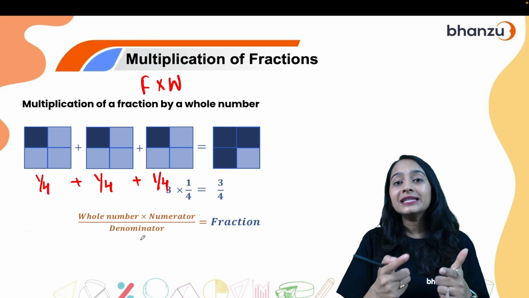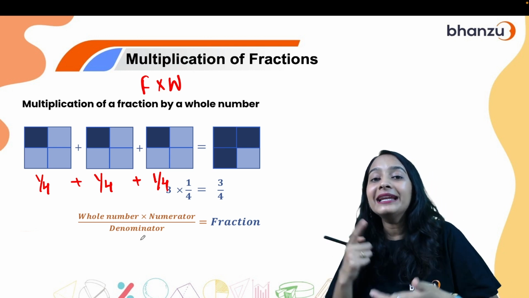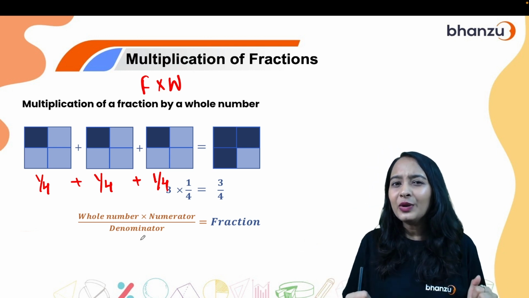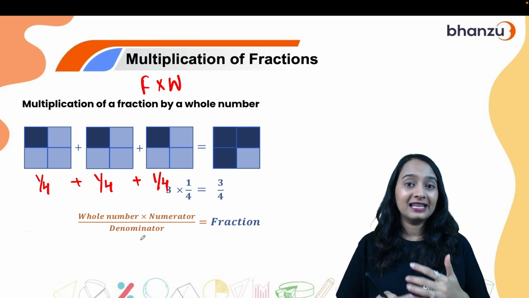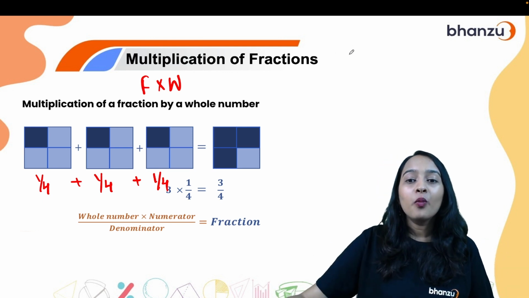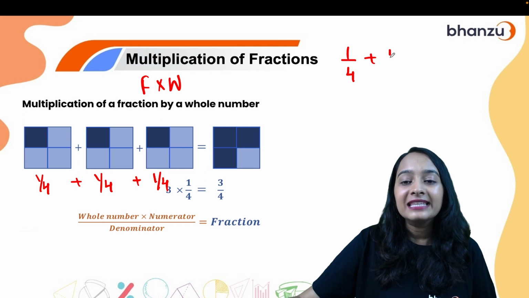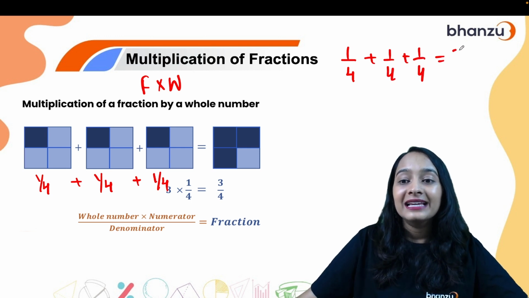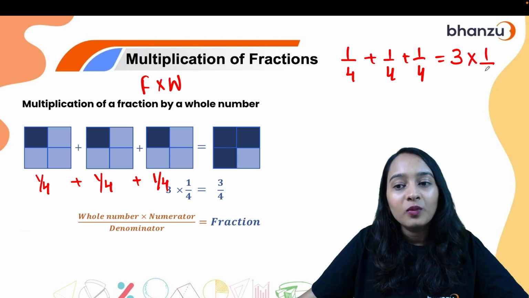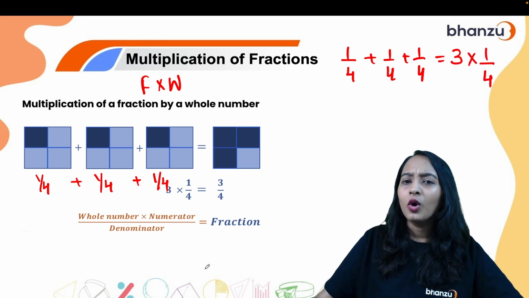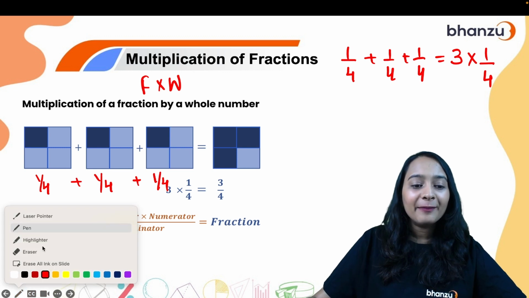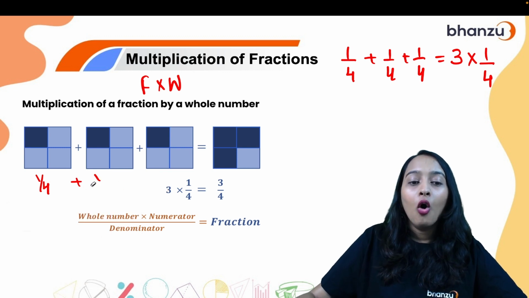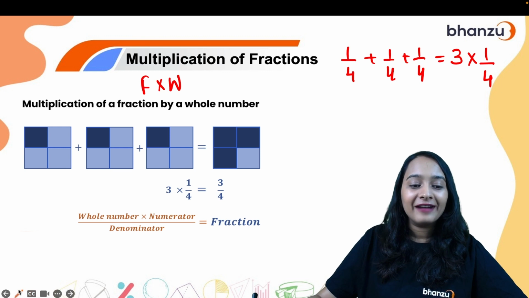So what is happening here? There is repeated addition. Now what do we know about repeated addition? It is nothing but multiplication. So 1 by 4 is getting added 3 times. So you can write it as 3 multiplied with 1 by 4. What just happened here? We are multiplying a whole number with a fraction.